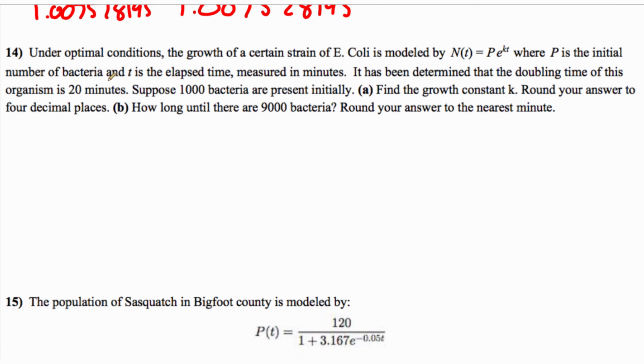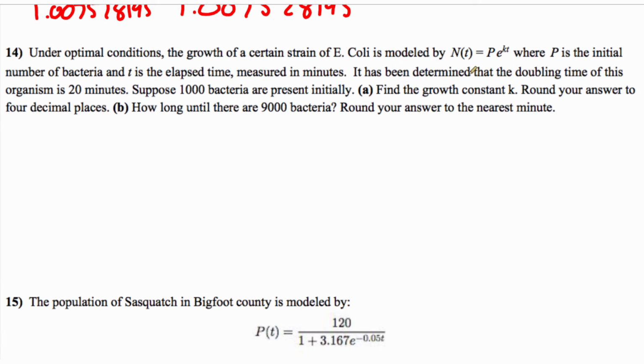In number 14, we're talking about the growth of a strain of E. coli, and we're given this function n of t equals P times e to the kt power. P is going to represent our initial number of bacteria, t is time, being measured in minutes. So I guess what we're told in the first part is that the doubling time is 20 minutes, and we're starting with 1,000 bacteria.